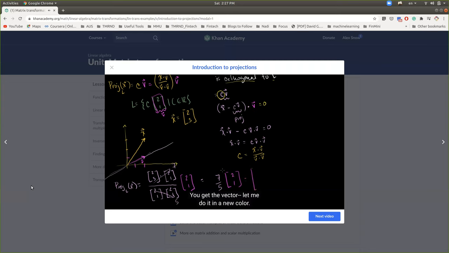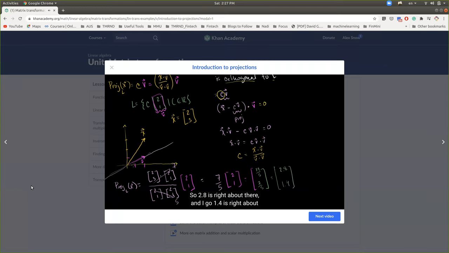We do it in a new color. You get the vector 14 over 5, the vector 7 over 5. And just so we can visualize this or plot it a little better, let me write it as decimals. 14 over 5 is 2 and 4 fifths, which is 2.8. And this is 1 and 2 fifths, which is 1.4. And so the projection of x onto L is 2.8, 1.4.